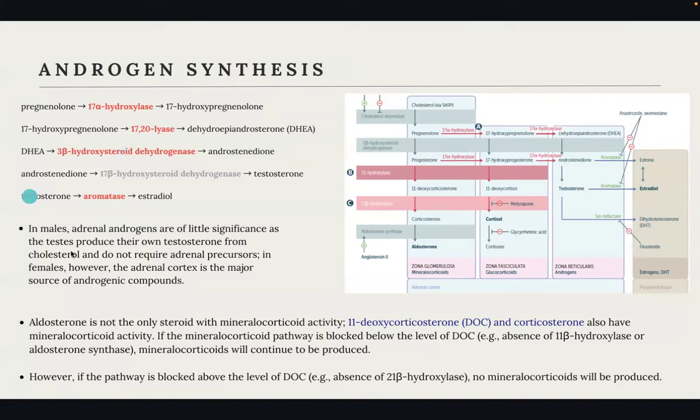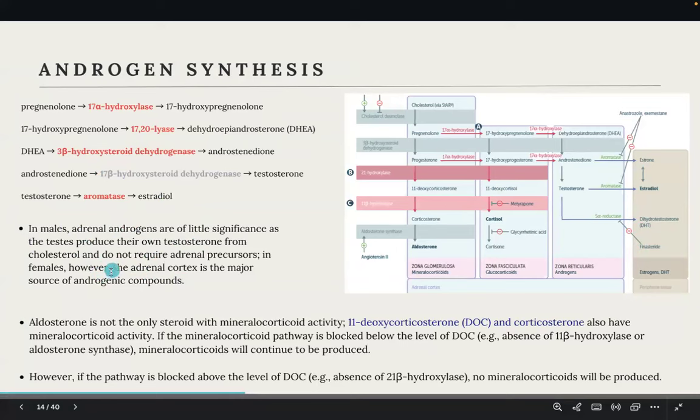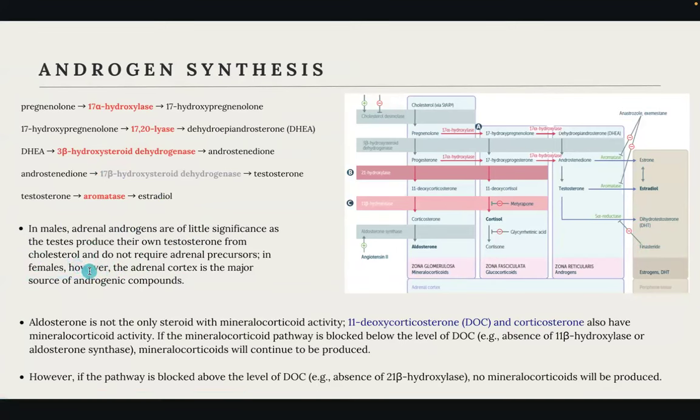Now, this was kind of briefly mentioned before. We've spoken about this, that in males, adrenal androgens don't have a lot of significance because in an adult male, the testes will produce their own testosterone. And testosterone is a lot more potent than DHEA or androstenedione. So, it's synthesized from cholesterol, and it does not require the adrenal precursors. We don't require any of these, but it's still made from cholesterol. We just don't require this specific pathway in the adrenal cortex. We don't require the adrenal cortex to create our androgens in males.